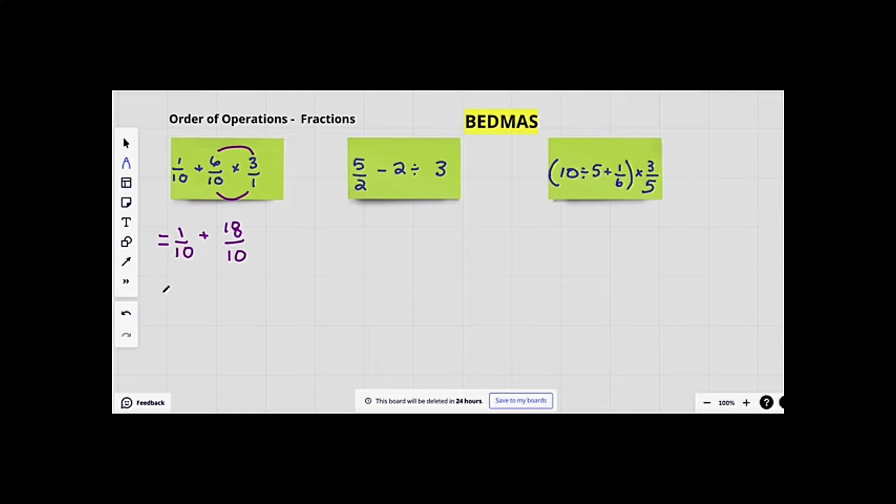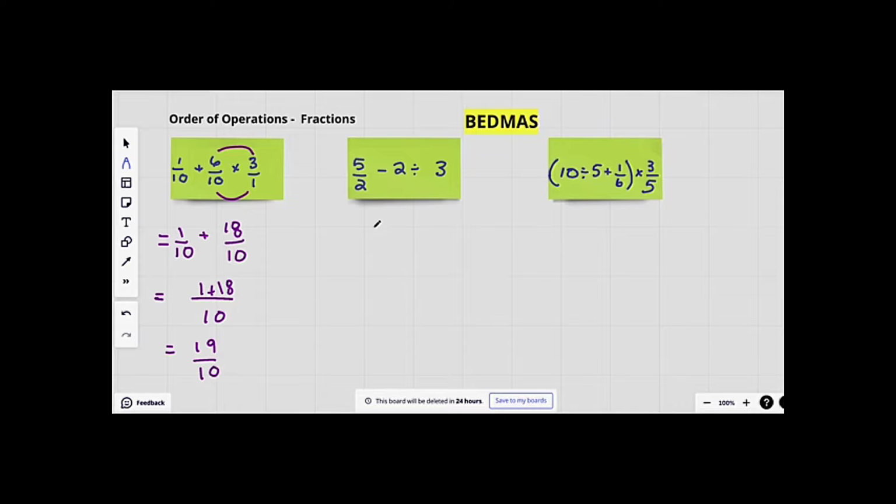Now we're able to add. One of the rules for adding is that we need the same common denominator. In this case, we already have the same denominator, so we can go right ahead and add. We put everything over 10 and bring 1 plus 18, which is 19/10.